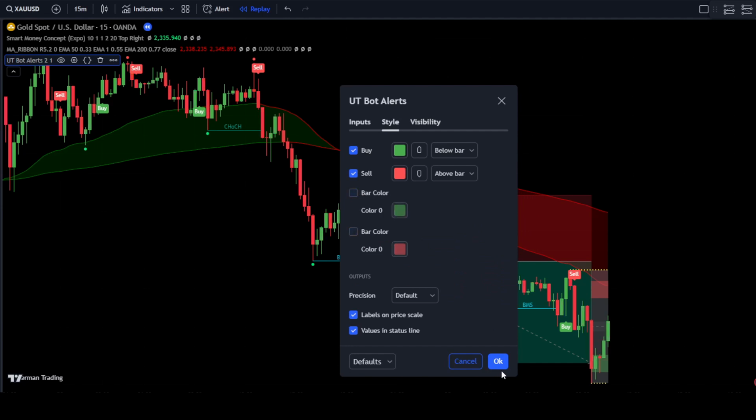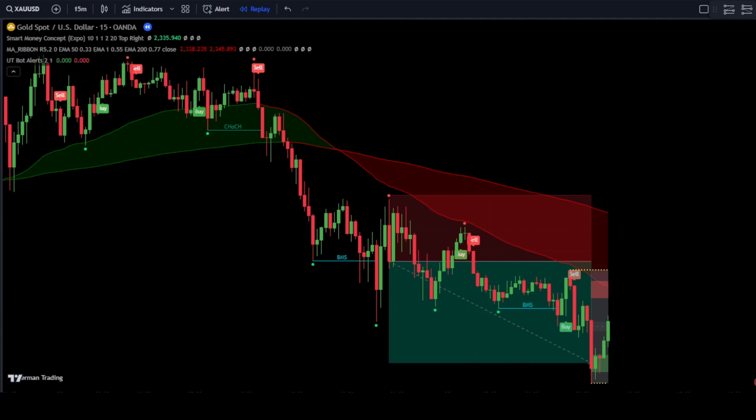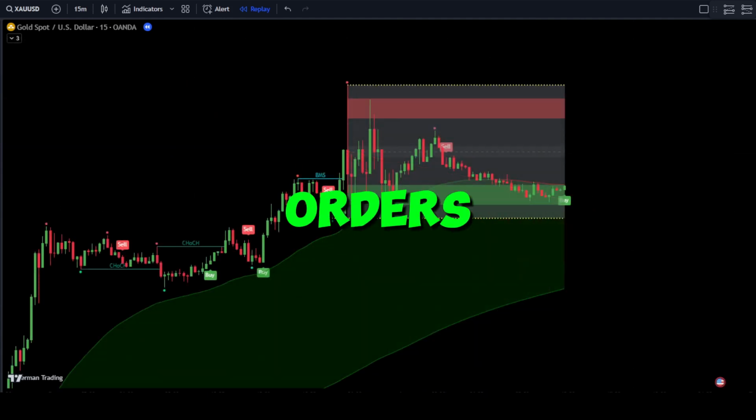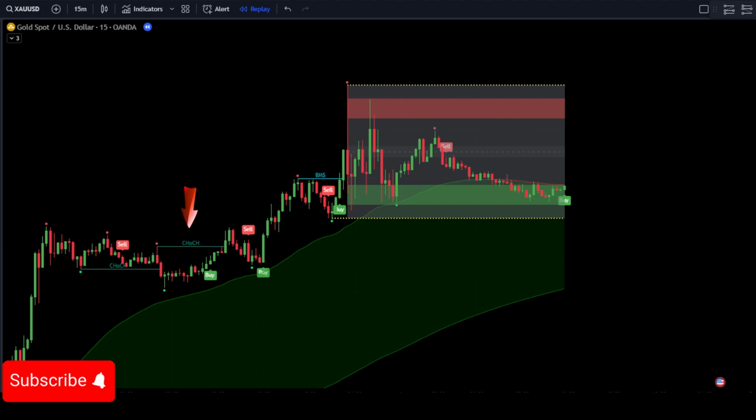Now let's discuss how to place orders using this second method. How to place buy orders. If there's a change in market structure from bearish to bullish, marked by the appearance of a bullish chalk signal, wait for further movement in the market. Wait until a bullish break market structure signal appears.